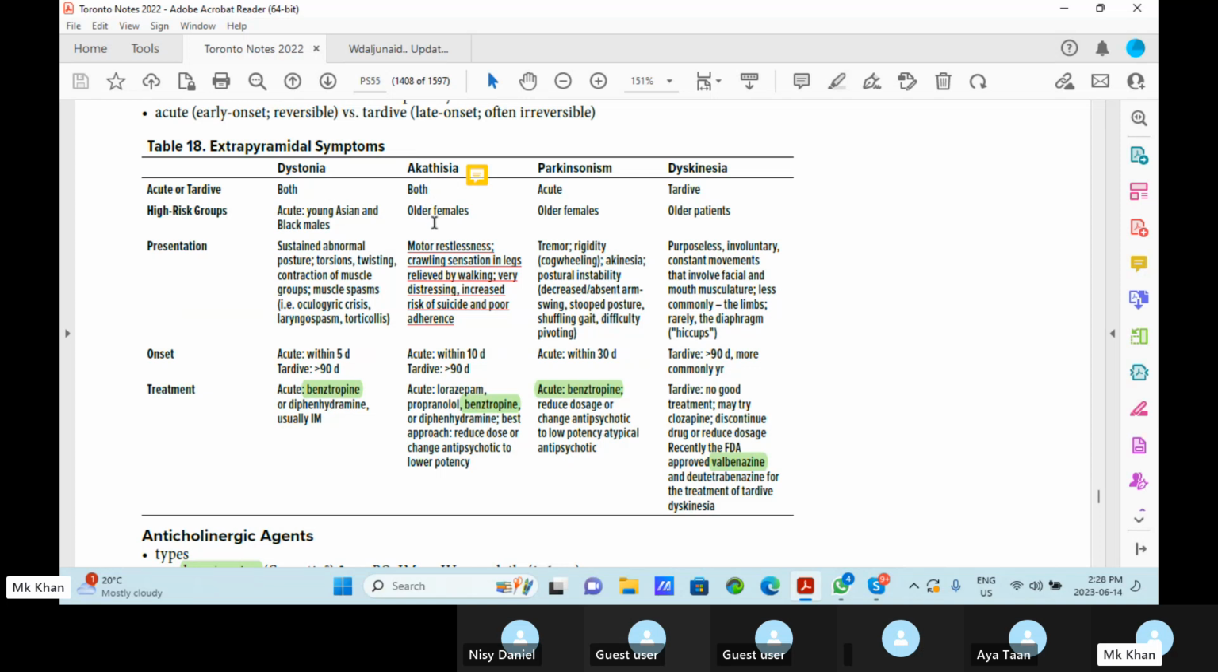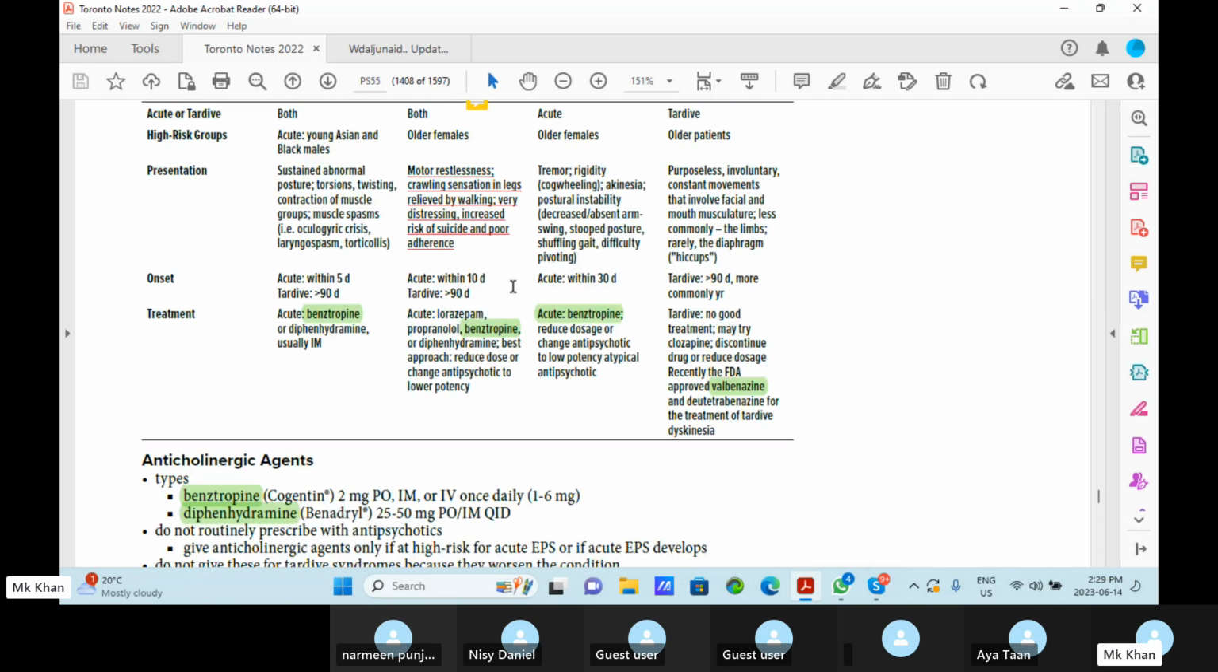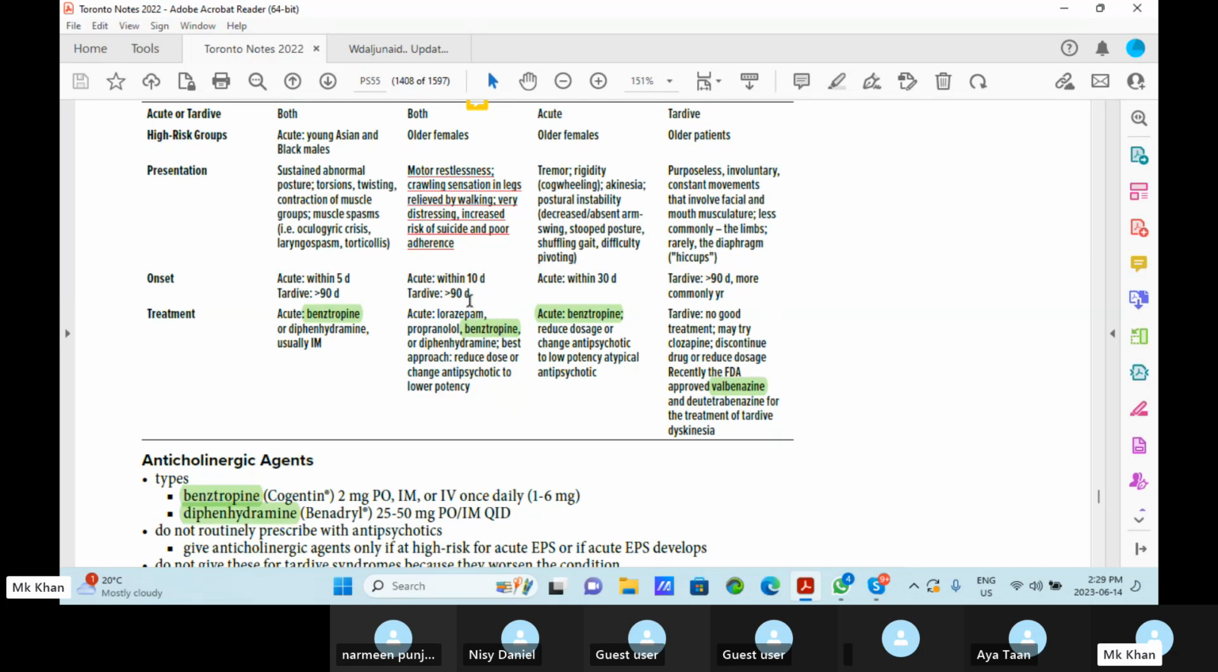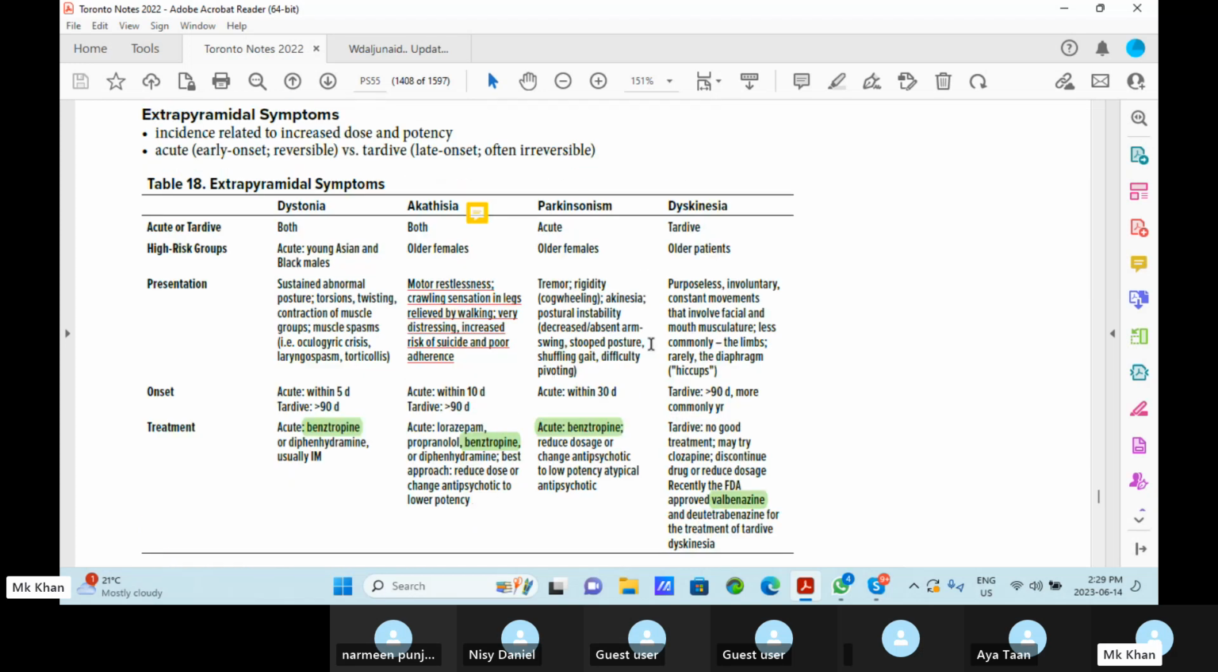And then akathisia is usually present in older females. Motor restlessness, crawling sensation in legs relieved by walking, very distressing, increased risk of suicide, and poor adherence. So there is motor restlessness. The patient cannot sit still or stay calm, and also has a crawling sensation. This happens within 10 days. And then the acute treatment is lorazepam, propranolol, and benztropine or diphenhydramine. The best approach is to reduce the dose or change the antipsychotic to a low potency one, because that is the main cause.